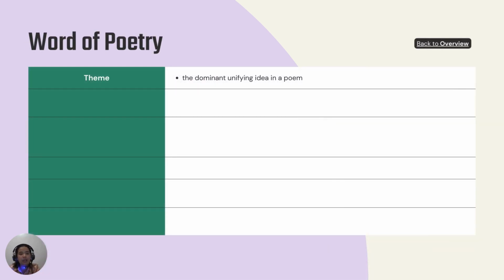Next one is about theme. Theme is also very important in poetry because theme is basically the idea that surrounds the poem itself. This is the unifying idea and also the message in a poem. Without the theme and without the message, the poem itself is nothing, because there is no surrounding element or theme inside the poem itself.